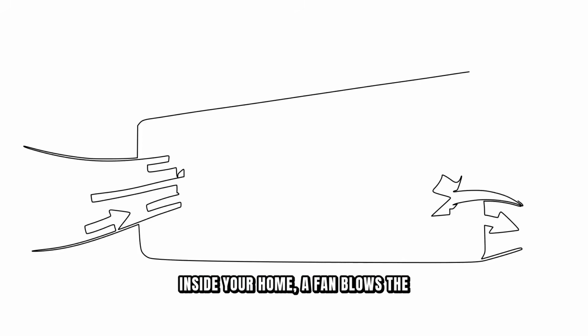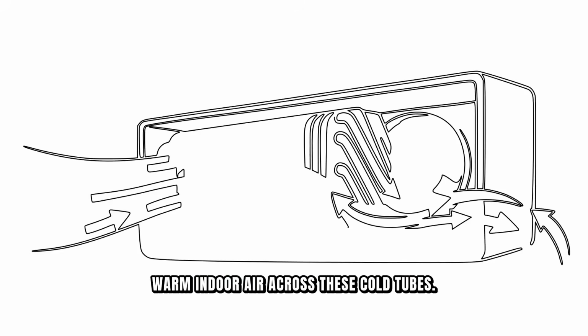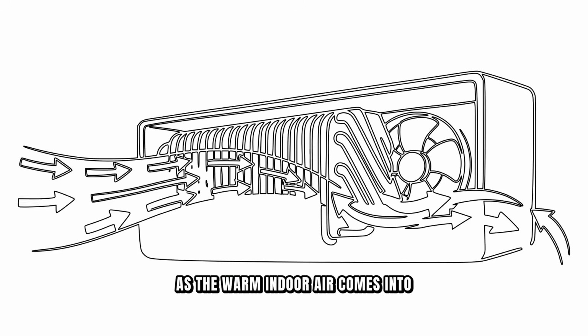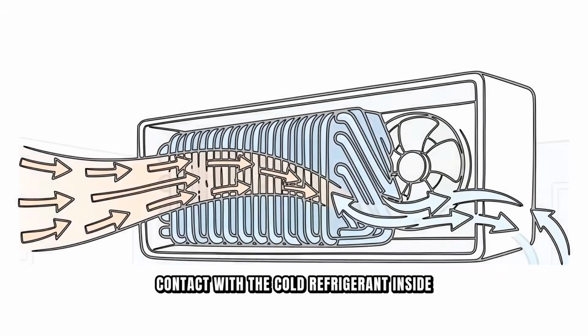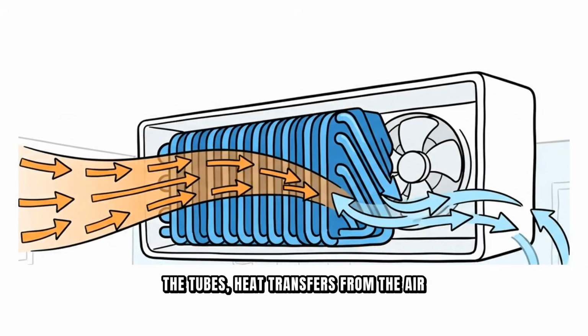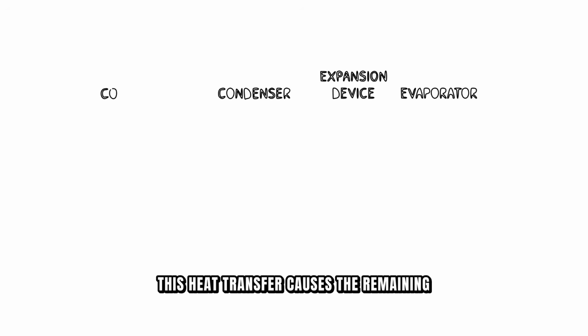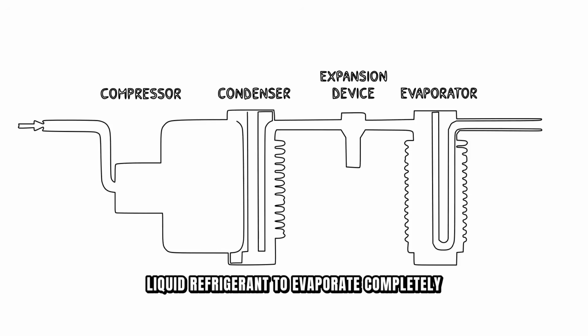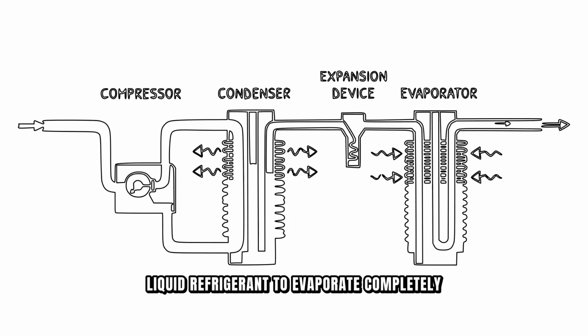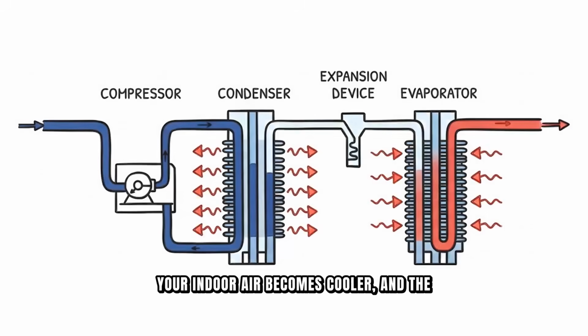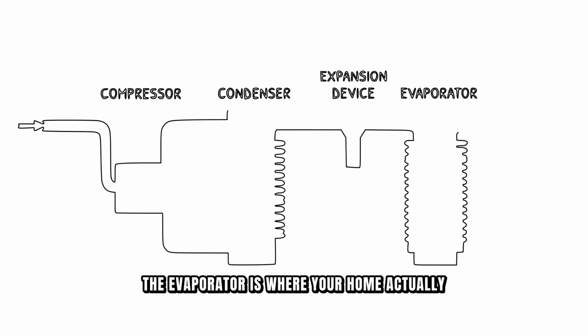Inside your home, a fan blows the warm indoor air across these cold tubes. As the warm indoor air comes into contact with the cold refrigerant inside the tubes, heat transfers from the air to the refrigerant. This heat transfer causes the remaining liquid refrigerant to evaporate completely into a gas. The result is that your indoor air becomes cooler, and the refrigerant absorbs all that heat energy. The evaporator is where your home actually gets cooled.